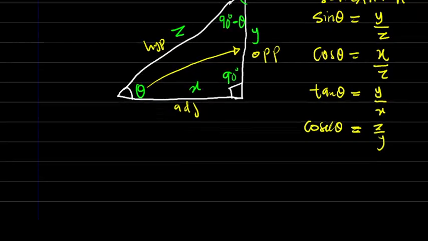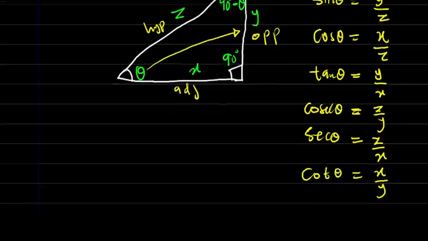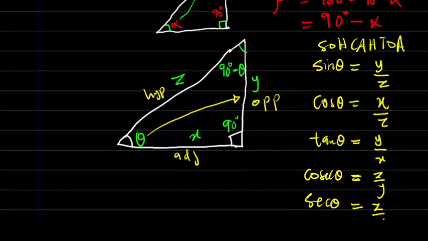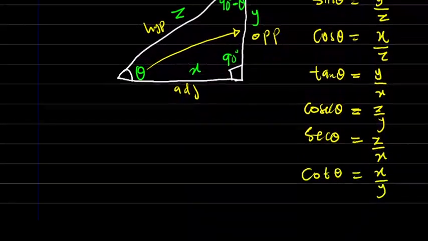And also from cos theta, we can get sec theta. Sec theta is 1 over cos, which is z over x. And the last one is cot theta, which is 1 over tan, and that is x over y. Now you can see that from theta we're able to have all this.